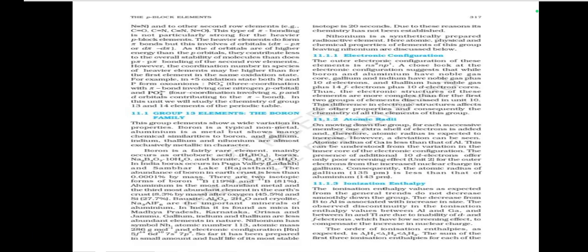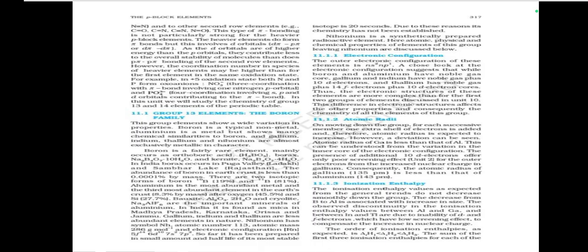On moving down the group, for each successive member, an extra shell of electrons is added, and therefore atomic radius is expected to increase. However, deviation can be seen. Atomic radius of gallium is less than that of aluminium. This can be understood from the variation in the inner core of the electronic configuration. The presence of additional 10 d electrons offers only poor screening effect for the outer electrons from the increased nuclear charge in gallium. Consequently, the atomic radius of gallium is less than that of aluminium.